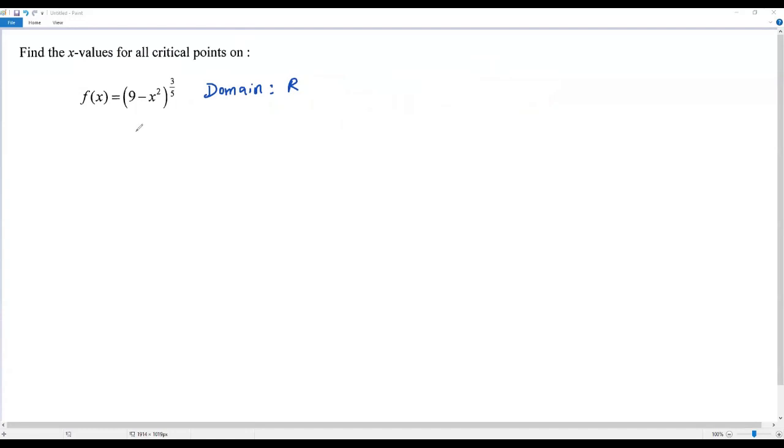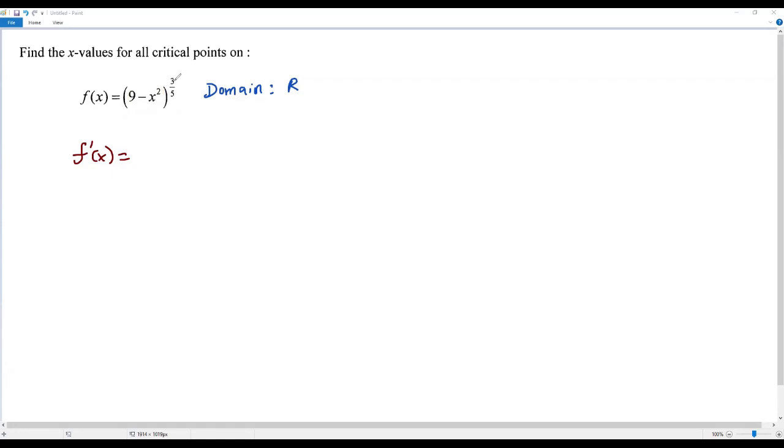To get the x values for all critical points, I have to find the first derivative of the given function. Let me find f prime of x. To differentiate (9 minus x squared) to the power of 3/5, first I differentiate the exponent using the power rule, and then by the chain rule I differentiate the base, that is 9 minus x squared.